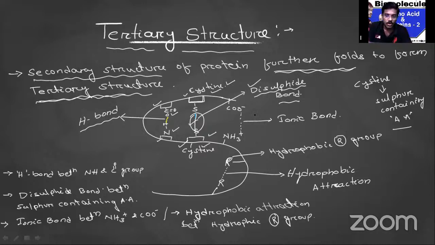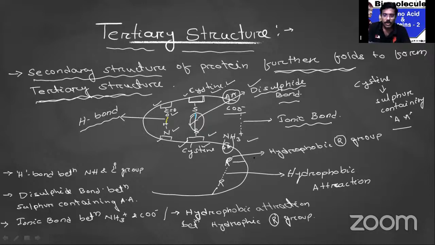Or there will be formation of an ionic bond. As you know, if we put the amino acid in the solution, then it will convert into COO minus, or it may convert into NH3 plus. So in between this COO minus and NH3 plus, this is one amino acid, suppose this is another amino acid having this COO minus and this is having NH3 plus, in between them there will be formation of an ionic bond also.